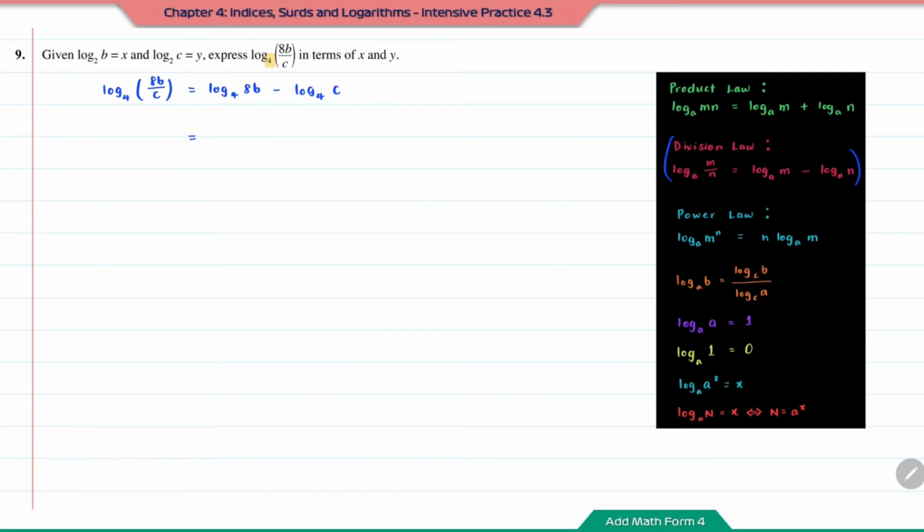So next I'm going to change this to log base 2 using the law here. So it's going to be log base 2 of b over log base 2 of 4. So the number 4 I'm going to write it as 2 squared. So here is going to be log base 2 of c over log base 2 of 4, which is equal to 2 squared as well.